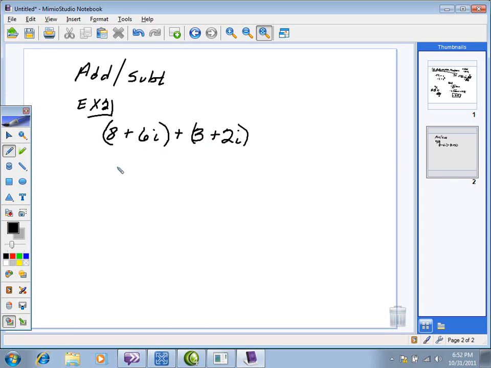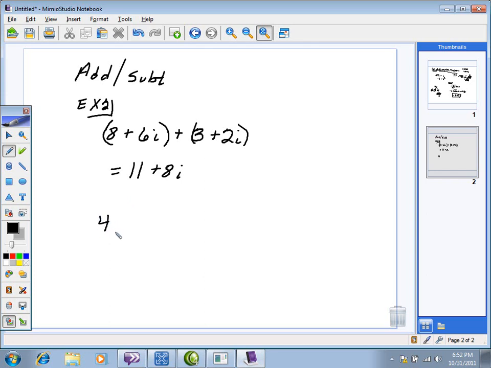In other words, 8 plus 3 gives me what? Sounds good. 6 plus 2? Okay. And then I have my i still in there because that was a like term. Done. Adding and subtracting is always going to be easy. Let me show you the hardest time it could ever possibly happen. Well, one of the hardest times.